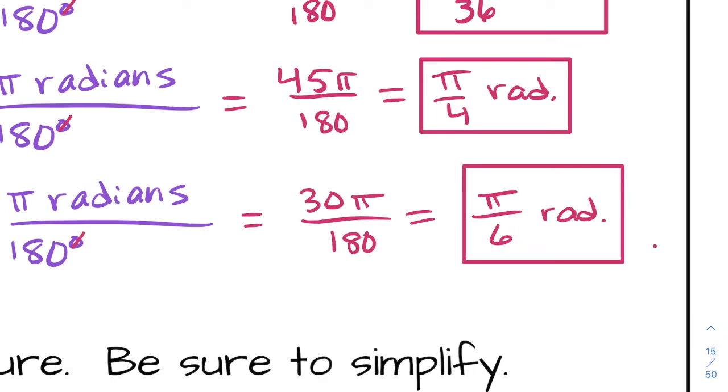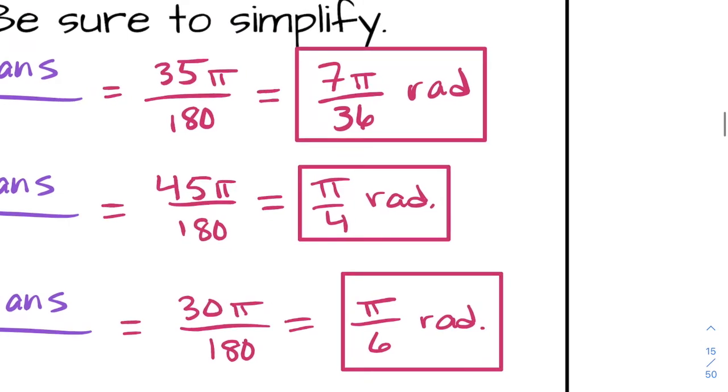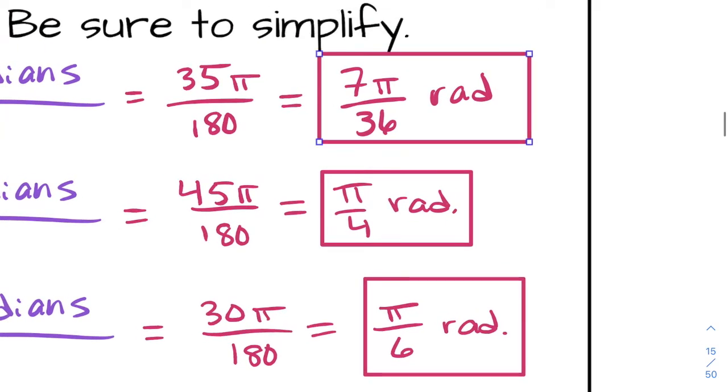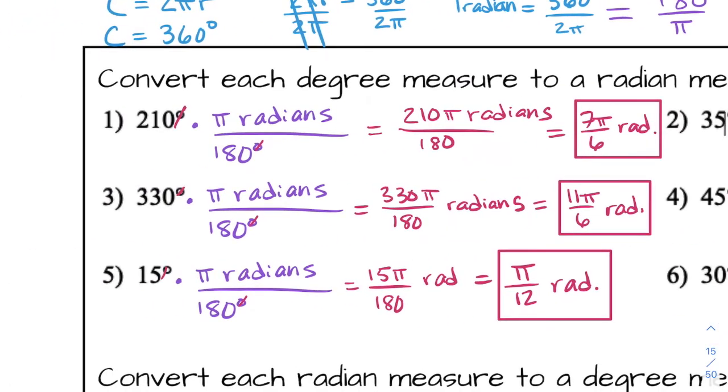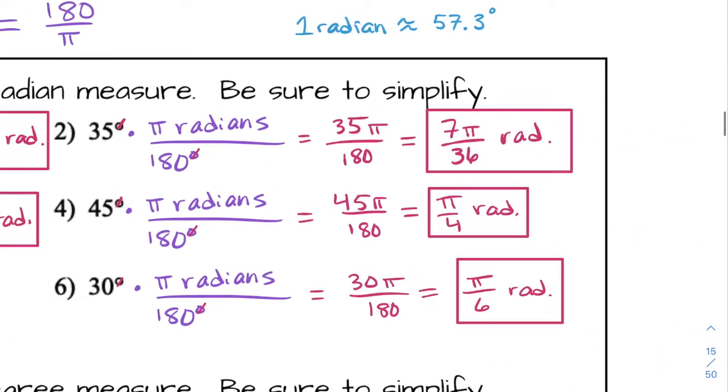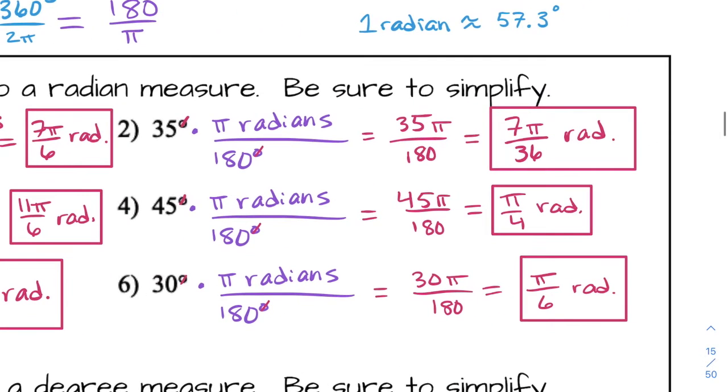Now the popular ones that you'll be using a lot are pi over 4, pi over 6, pi over 3. So a 45-degree angle is equal to pi over 4 radians. It's the same measure. 30 degrees is equal to pi over 6 radians. Those are some of the popular ones that you'll see. Pi over 12 happens a lot of the time.